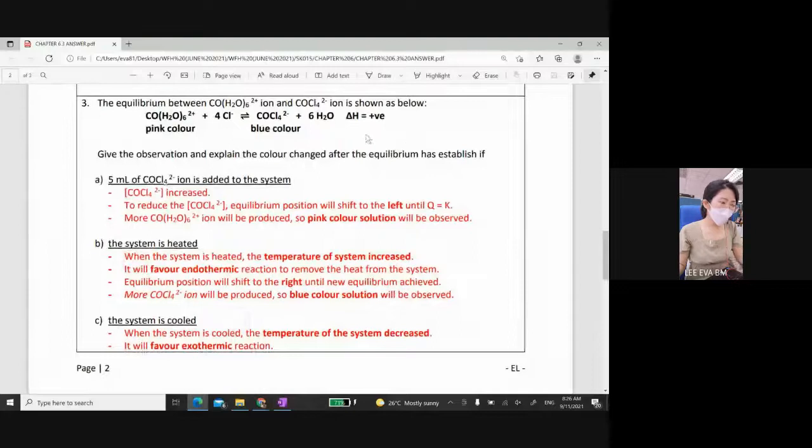Okay, so question number 3, concentration increase. To reduce the concentration, this is the purpose of your equilibrium shift. Kita nak turunkan dia punya concentration. So equilibrium will shift to the left until Q equals K. That is the full explanation that you need to write down.